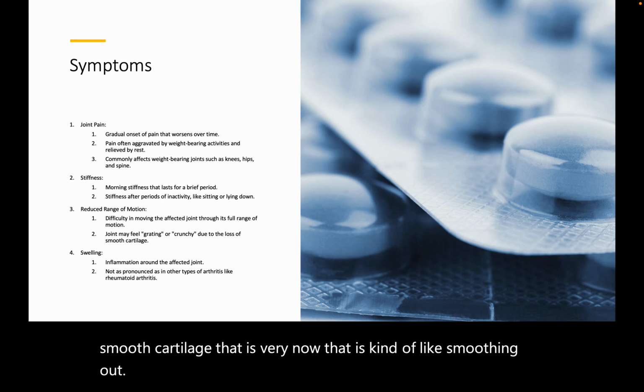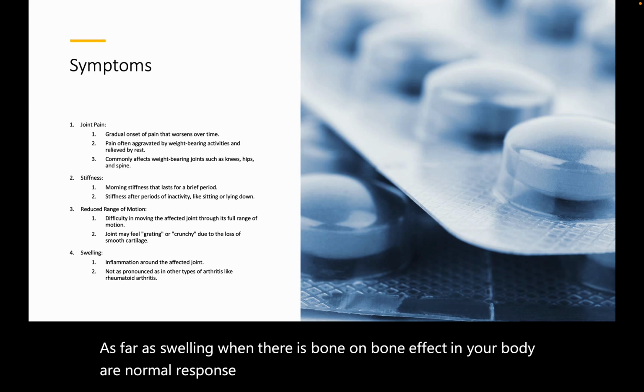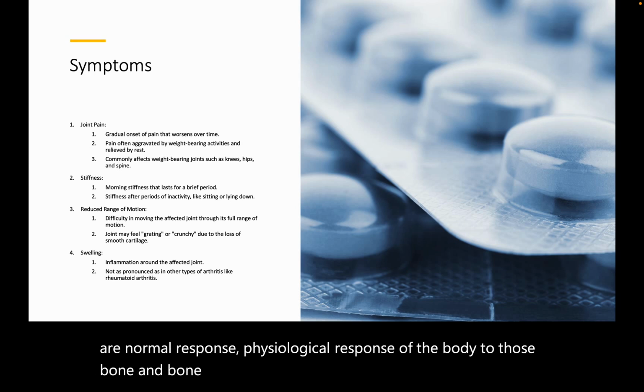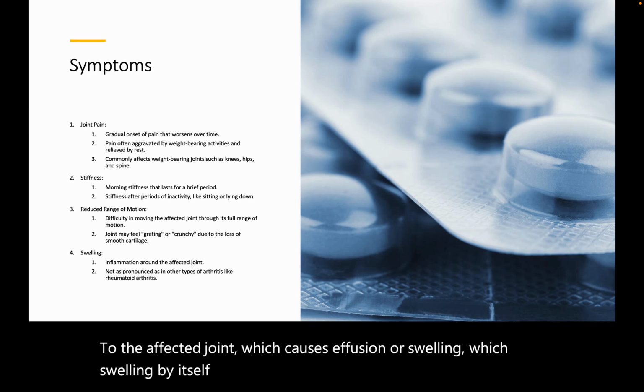And as far as swelling, when there is a bone-on-bone effect in your body, our normal physiological response is usually releasing white blood cells to the affected joint, which causes effusion or swelling. Swelling by itself can cause a reduction of range of motion and also cause pain.